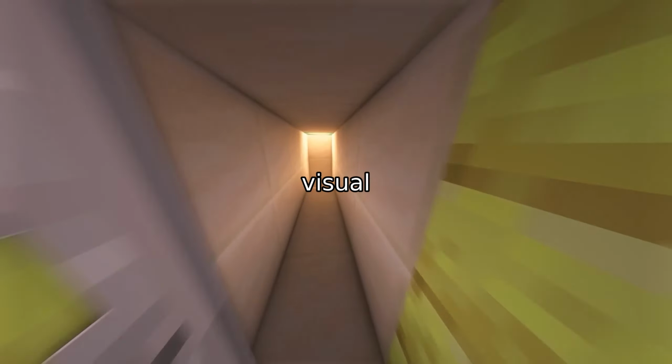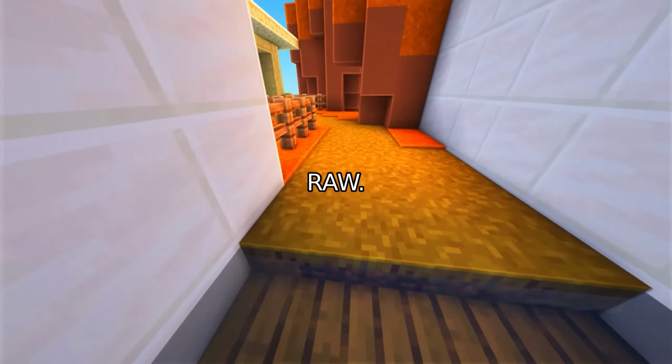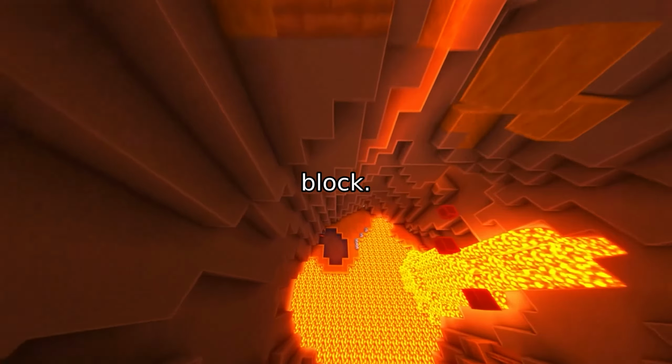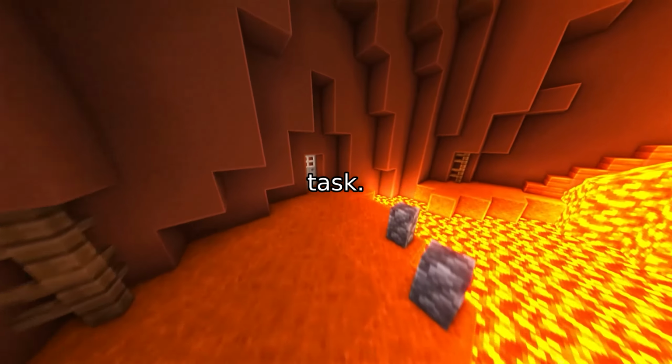Second, contextualize the visual relay. These tokens aren't just passed raw. They're contextualized with the current instruction, using a small transformer block. This ensures they stay relevant to the current task.